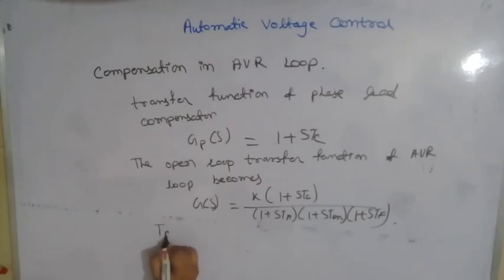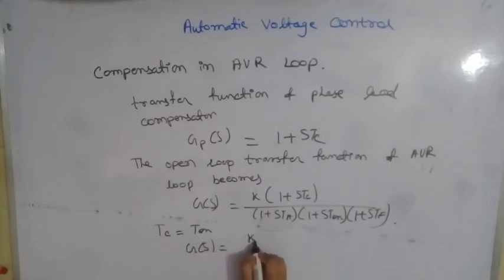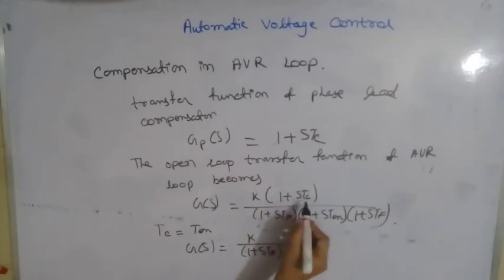Further, with TC equal to TEX, the open loop transfer function becomes K over 1 plus STA into 1 plus STF, because 1 plus STEX by 1 plus STEX is cancelled. Now this makes two roots only for the GS. The situation of the two poles at the left hand of the S-plane with real values improves the stability to a considerable extent.